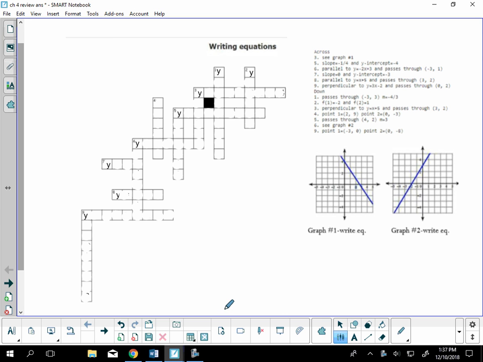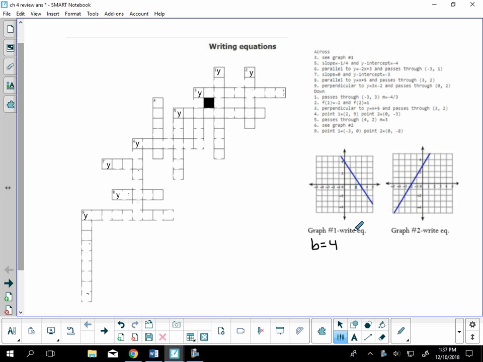All right, tell you what, we're going to go ahead and start with the ones across first. So the first one, it says C graph 1. Well, we want to come up with the equation. So we need to know two things. Well, in the first one, it's pretty easy because your y-intercept, or where it crosses the y-axis, is 4.